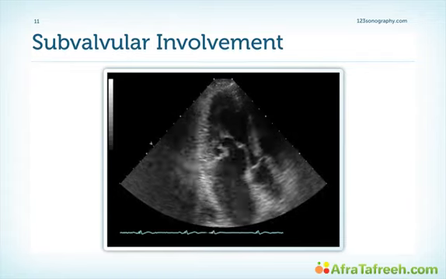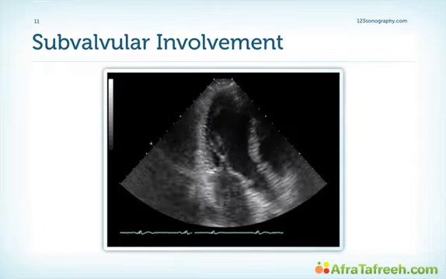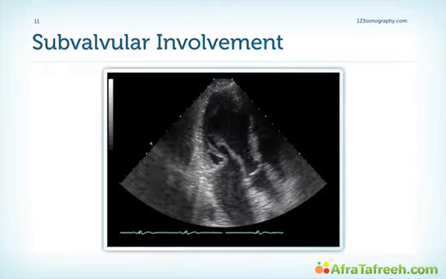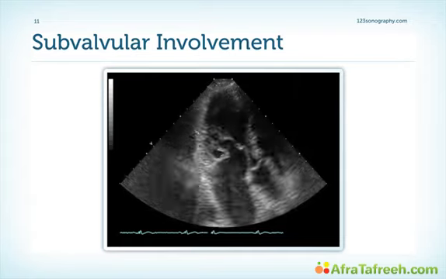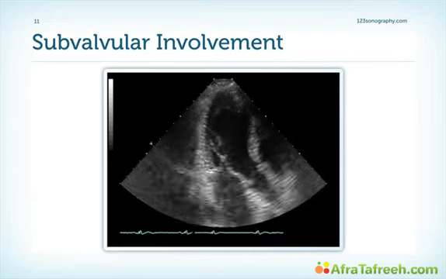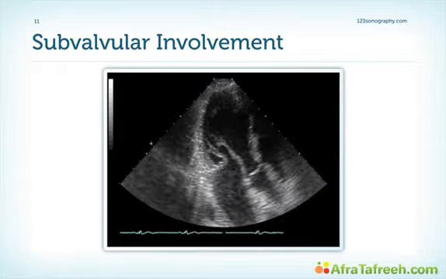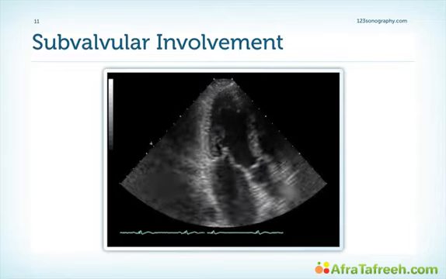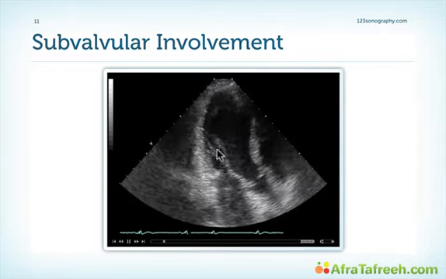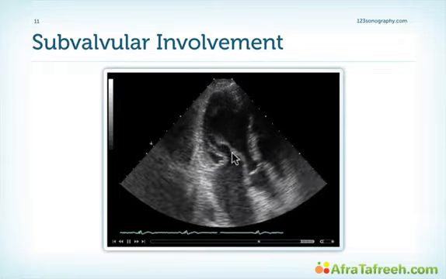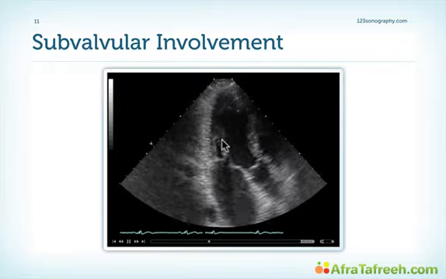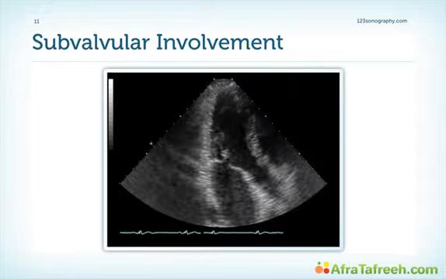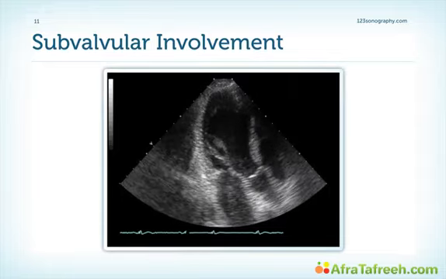First, let's take a look at the subvalvular apparatus. To mention up front, the subvalvular apparatus is best visualized in a 3-chamber view or also in a parasternal long axis view. What we have here is a severely affected subvalvular apparatus with chordal shortening, chordal thickening, and also fusion. I would probably give a 3 to the subvalvular apparatus.